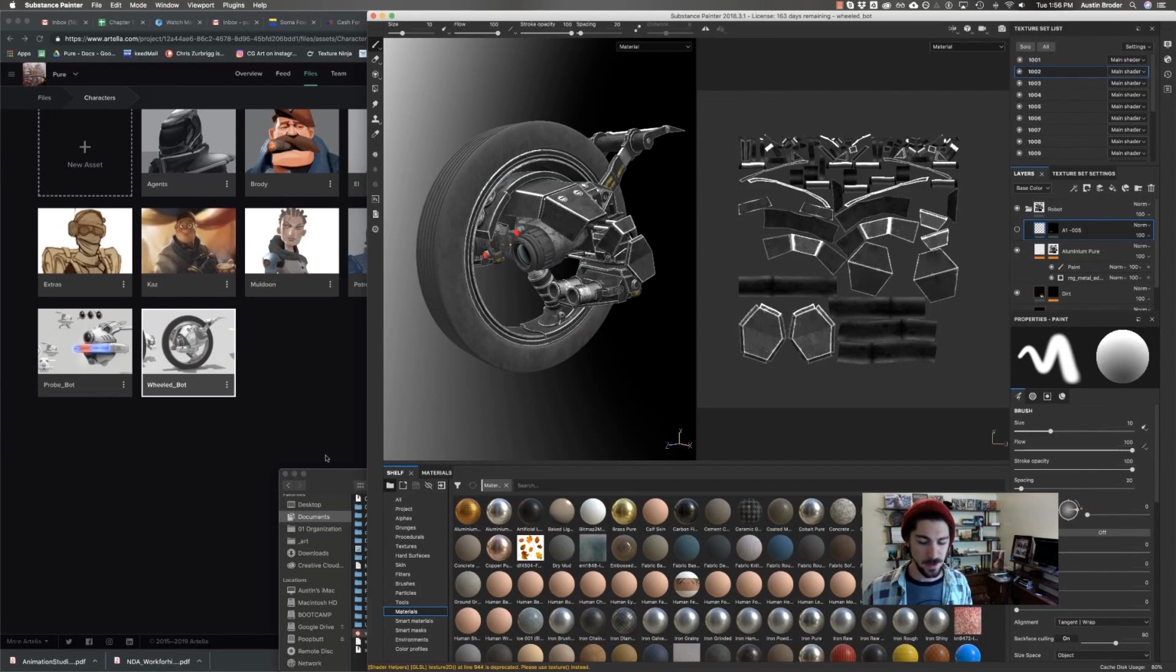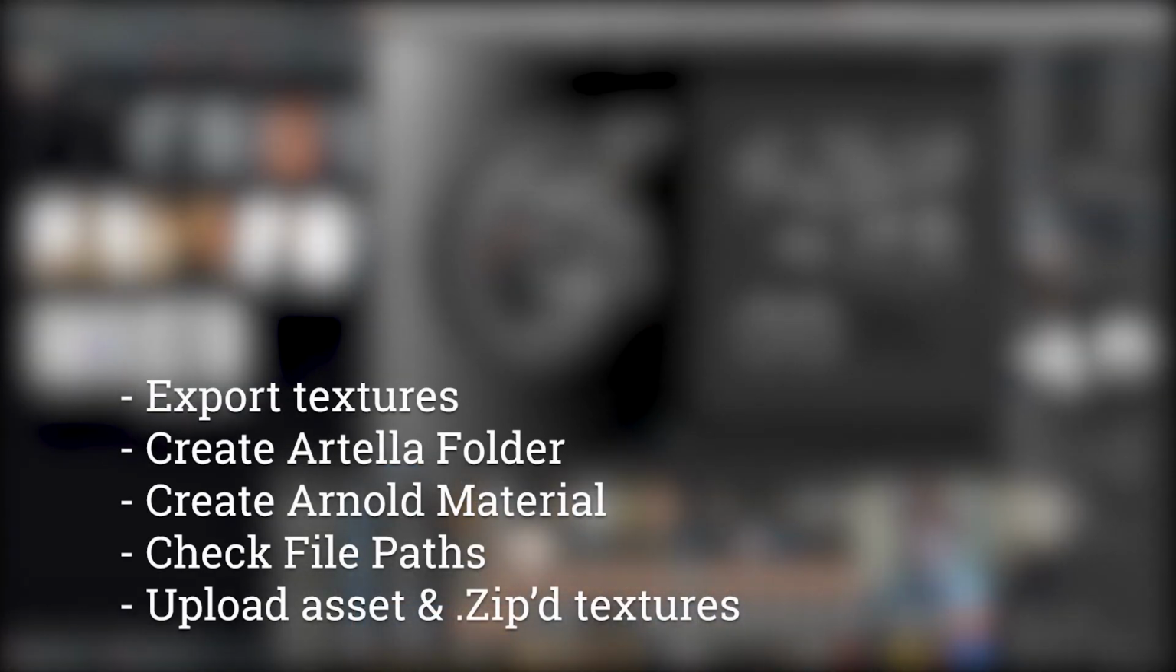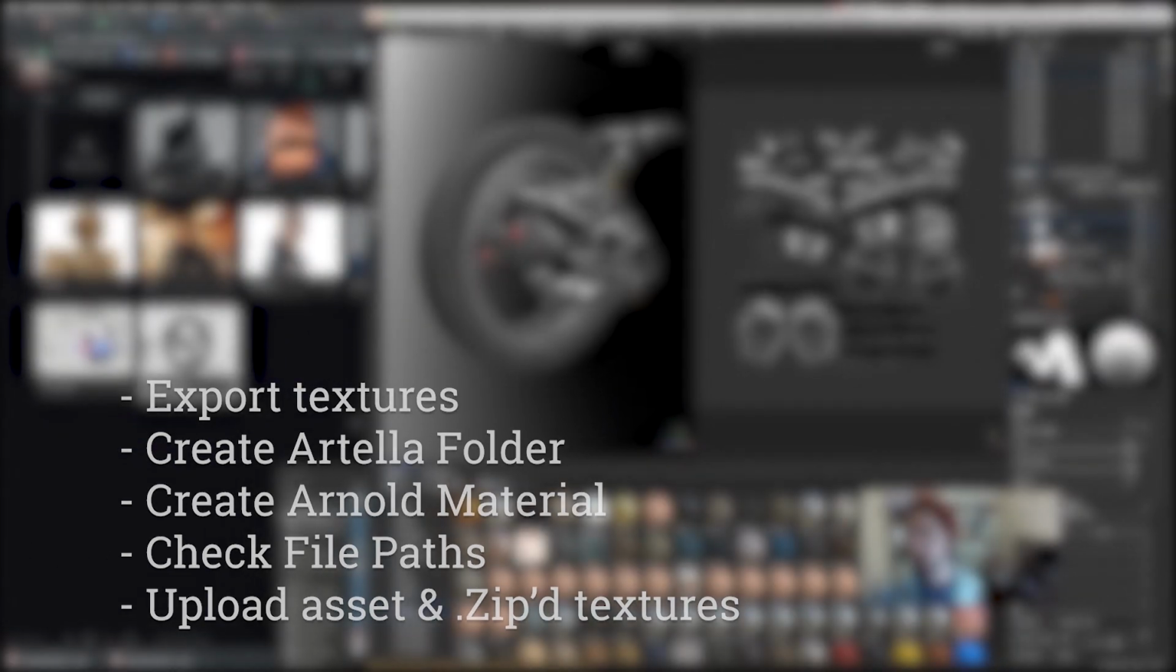All right. Hey, everybody. I just wanted to make a quick video of how to submit your assets once you have them textured. The checklist includes exporting your textures, creating an Artella folder, creating your Arnold material, making sure that your file paths are pathed correctly, and uploading the textured asset and the zipped texture folder. I'm going to do some timecode links in the description if you need to jump around.